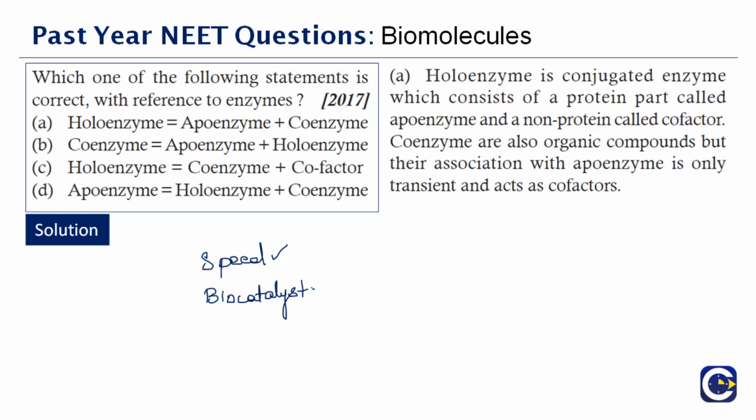Holoenzyme is a conjugated enzyme which consists of a protein part called apoenzyme and a non-protein part called cofactor. So, coenzyme. Coenzyme is also an organic compound, but its association with apoenzyme is only transient and it acts as a cofactor. What do you mean by transient? Only to some extent. Their effect or the work that they do is minimal, but they act as a cofactor. Though they have given coenzyme, the activity is in the form of cofactor only. The major role is played by apoenzyme only.